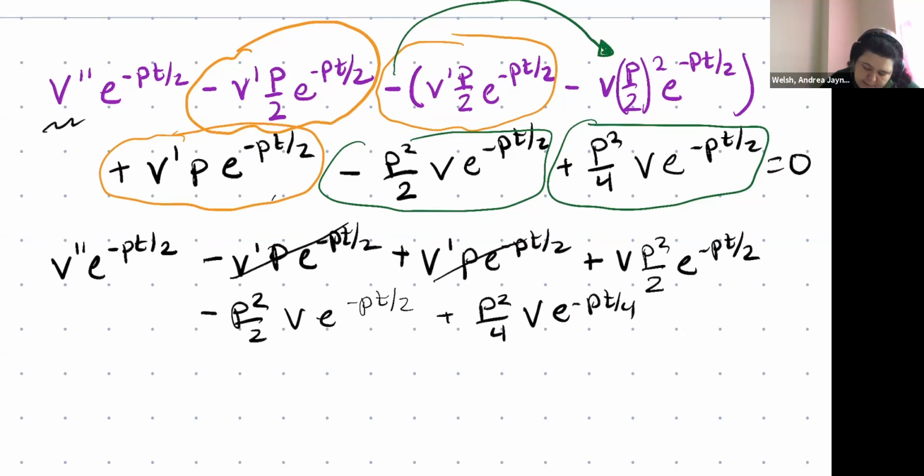So one thing I'm seeing here is that I have essentially 1/2 v p squared e to the minus pt over 2, and minus 1/2. So those look like they're going to cancel. That's nice. And then I'm left with this p squared over 4 term.